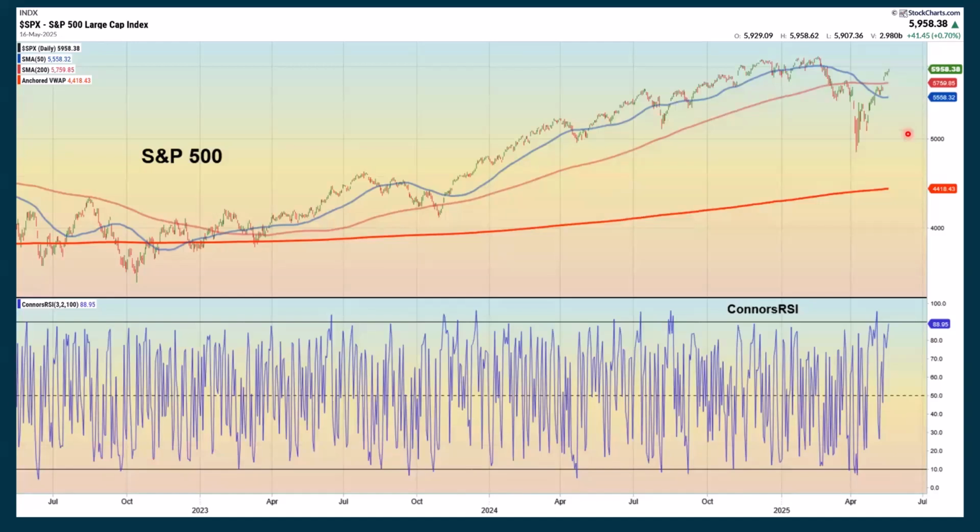Then the Connors RSI, which is an oscillator, we look for extreme positive or negative readings. We're getting close, but we're not above this black line yet. I only show this if we were to go up above this upper black line.